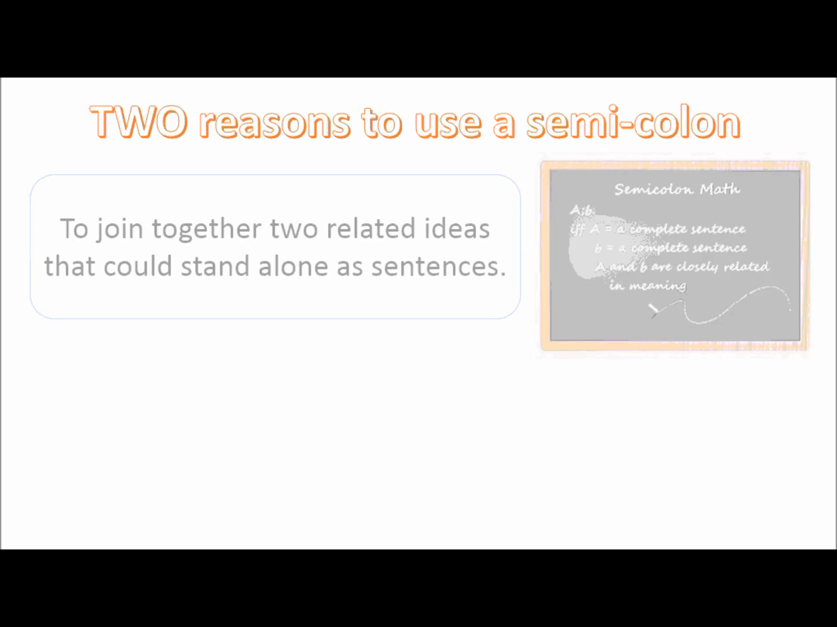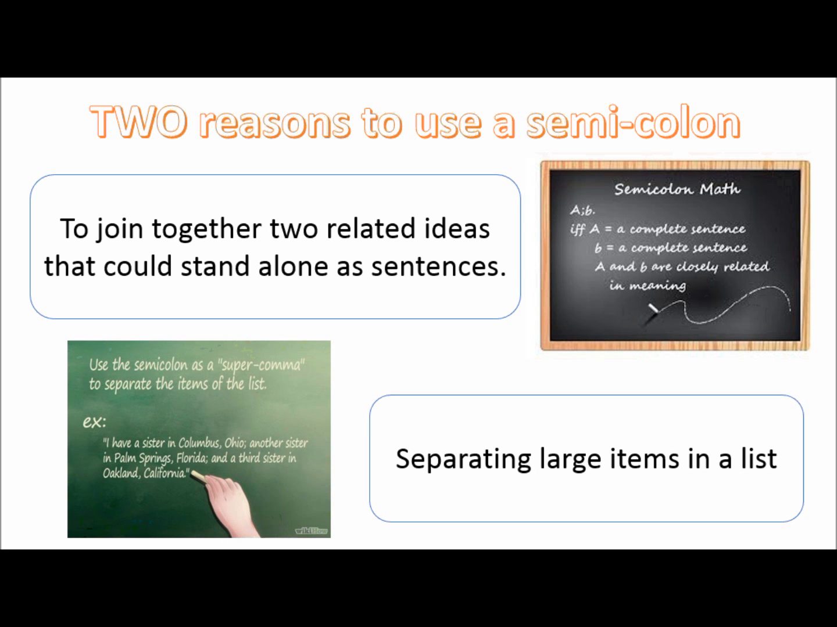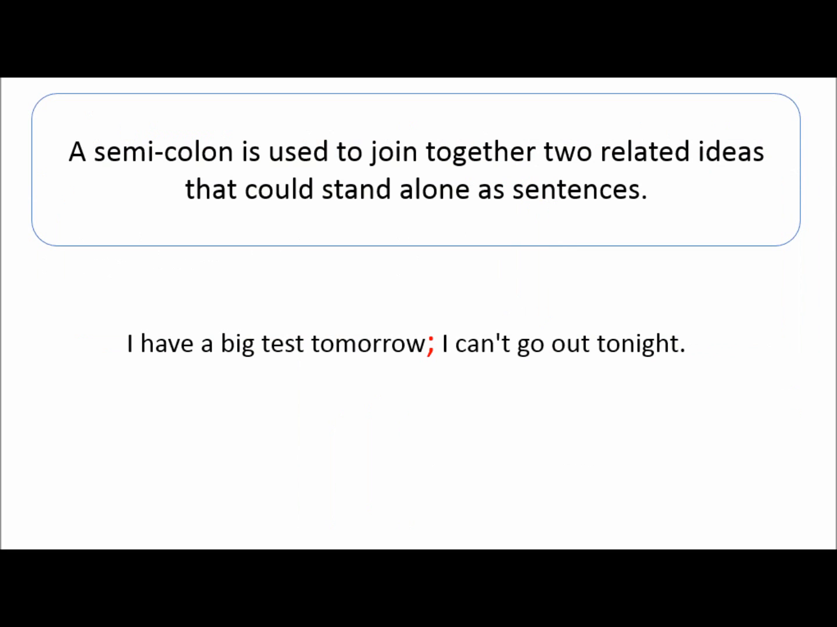There are two reasons to use a semicolon. Firstly, to join together two related ideas that could stand alone as sentences. Secondly, separating large items in a list. Firstly, a semicolon is used to join together two related ideas that could stand alone as sentences.